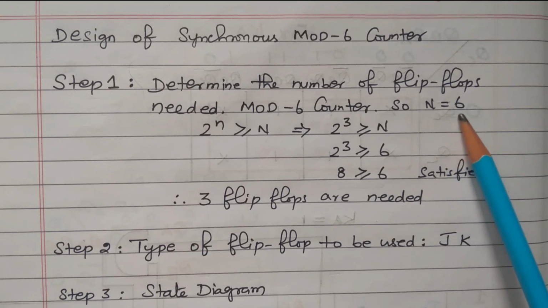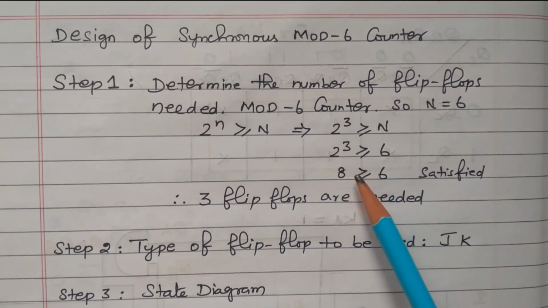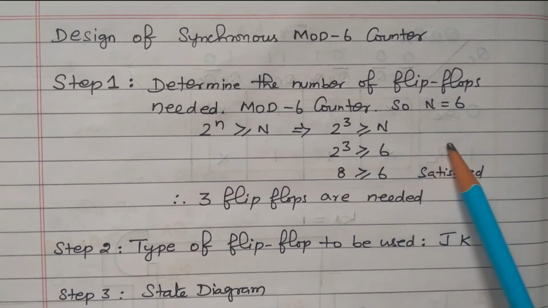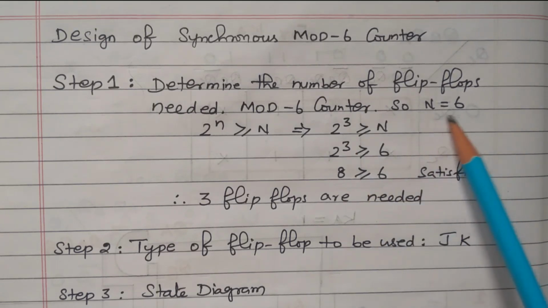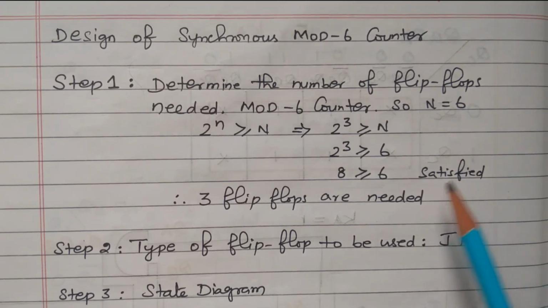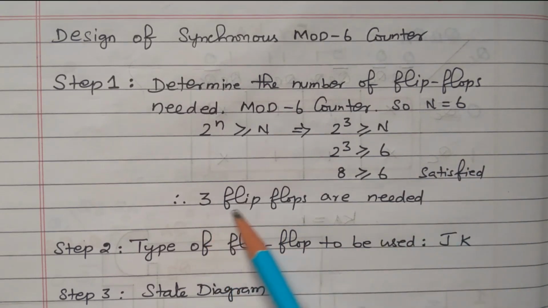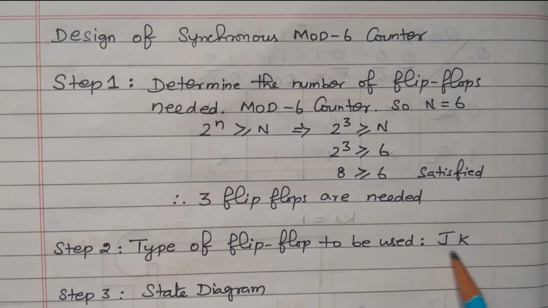Normally there would be 8 states. With 3 flip flops, from 0 0 0 up to 1 1 1, there are 3 bits available. Here only 6 states are used, so the last 2 states are taken as don't care conditions. Now we have identified that 3 flip flops are needed. The second step is the type of flip flop. Here we are going to use the JK flip flop. We can use any type of flip flop, but in this problem it is solved with the JK flip flop.